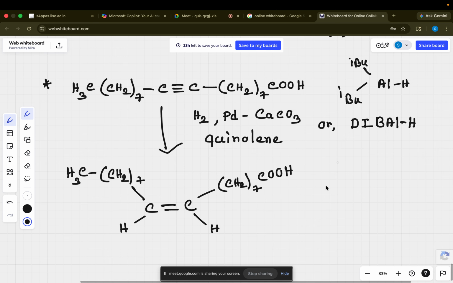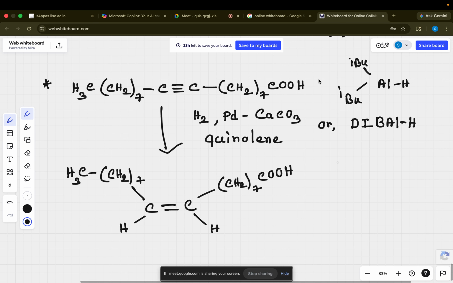So this is what you are getting: cis alkene, using hydrogen, palladium, calcium carbonate, Lindlar's catalyst, or you can use DIBAL-H. You will get your cis product. Kaveri, done? Understood? Any doubt?